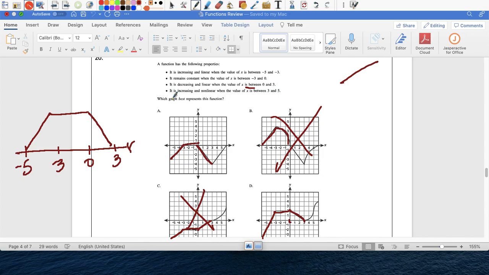And then the last one, from 3 to 5. Look at your x-axis. Here's my x, it should be increasing and non-linear. It should be increasing, going up, and non-linear, not a straight line. So we're looking at A and D now. If you look at A, from 3 to 5, it's increasing, but it's a straight line, so we don't want that one. What about D? Is it increasing? Yes. Is it a straight line? No, it's not. So here's our winner.